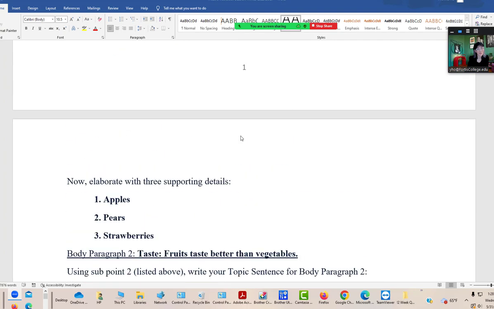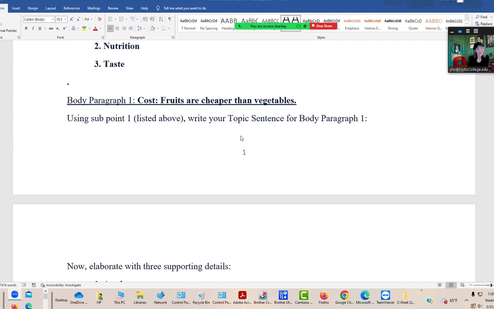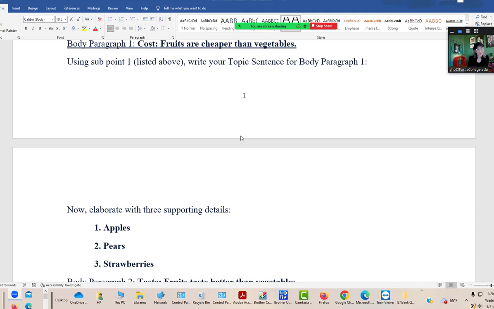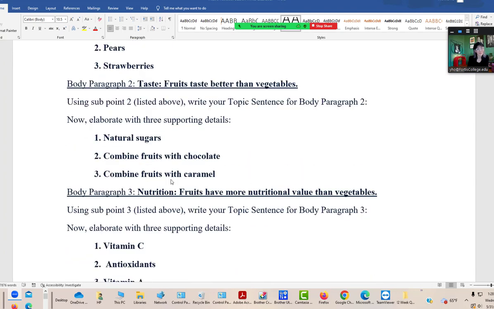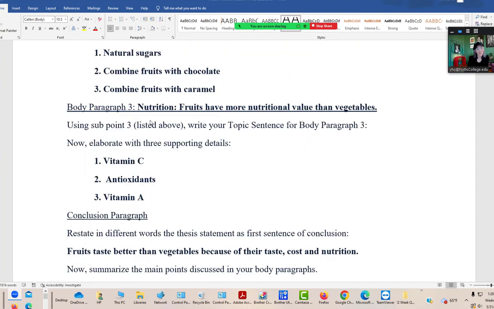Did I just do that wrong? Yeah, I think I said that fruits are cheaper than vegetables. So here you have 3 examples of fruits that are cheaper than vegetables. Then you have fruits taste better than vegetables because fruits have natural sugar. You can combine fruits with chocolate or combine fruits with caramel. And then fruits have more nutritional value than vegetables because fruits have vitamin C, antioxidants, and vitamin A.